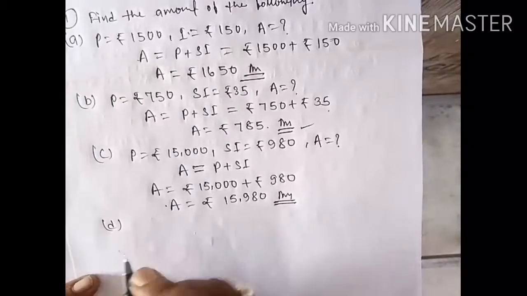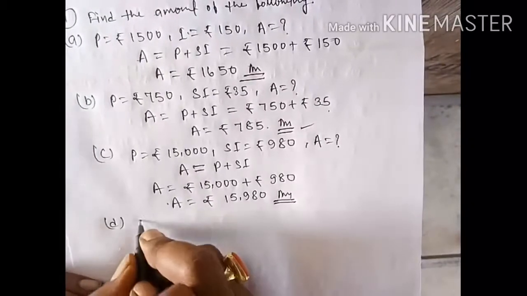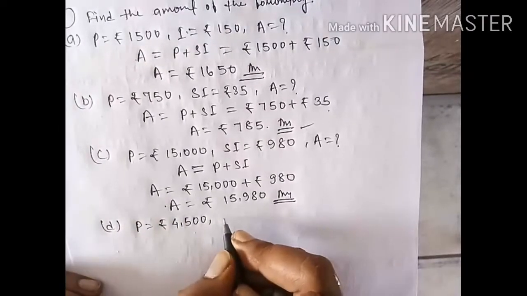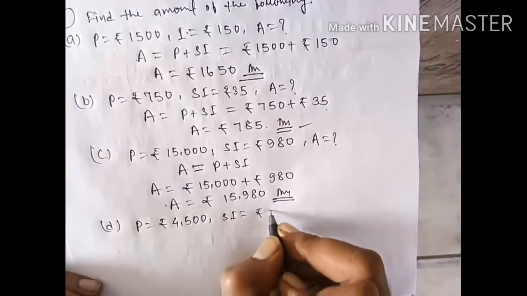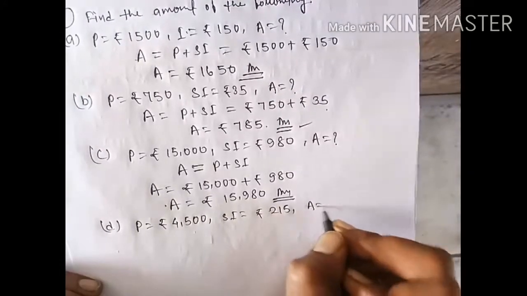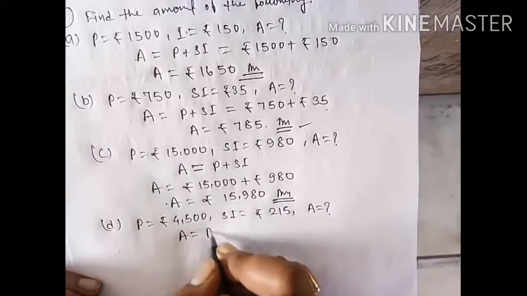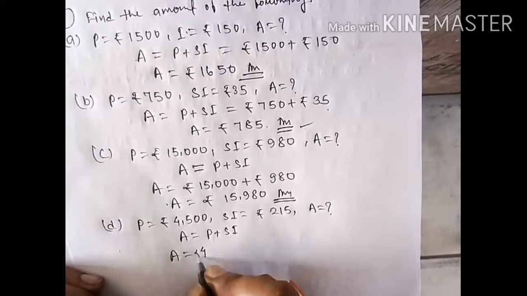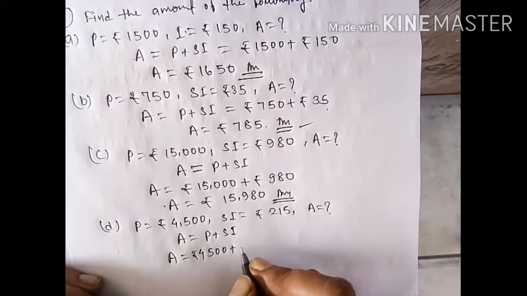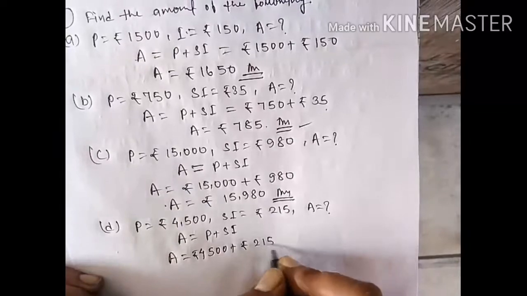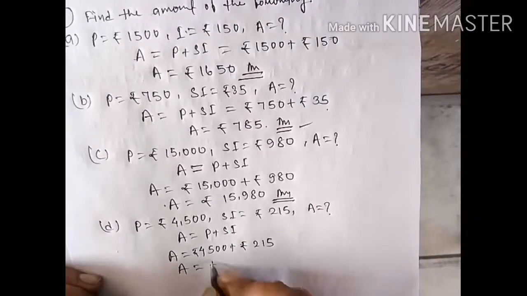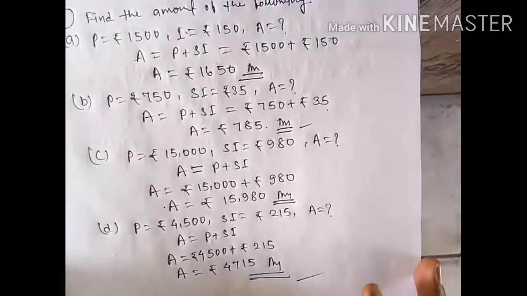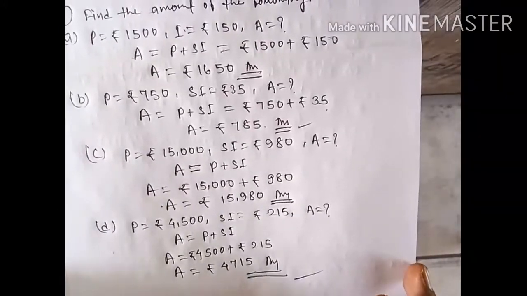Now in question D, principal is rupees 4,500, interest SI is rupees 215. You have to find amount and we know that amount is equal to P plus SI. After adding you get rupees 4715. This is the amount. Is it clear? So we complete question number 1.